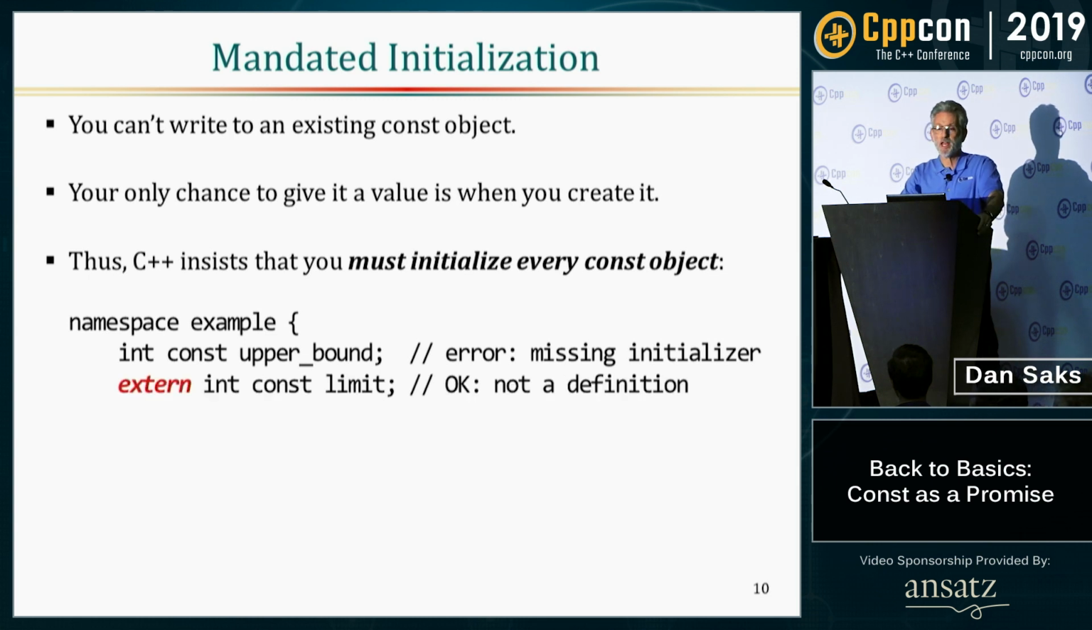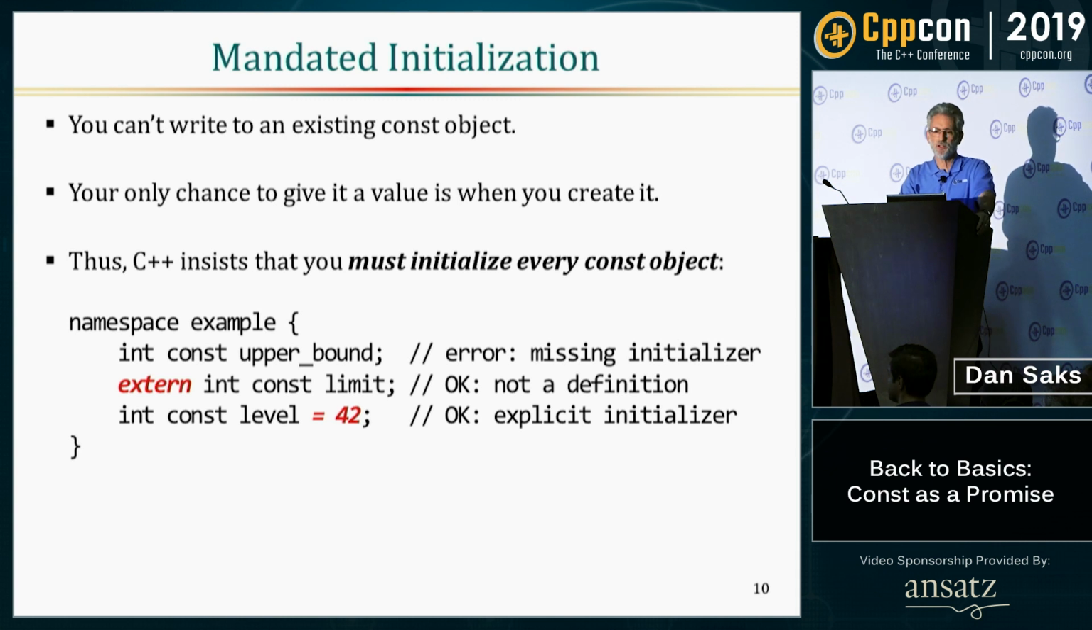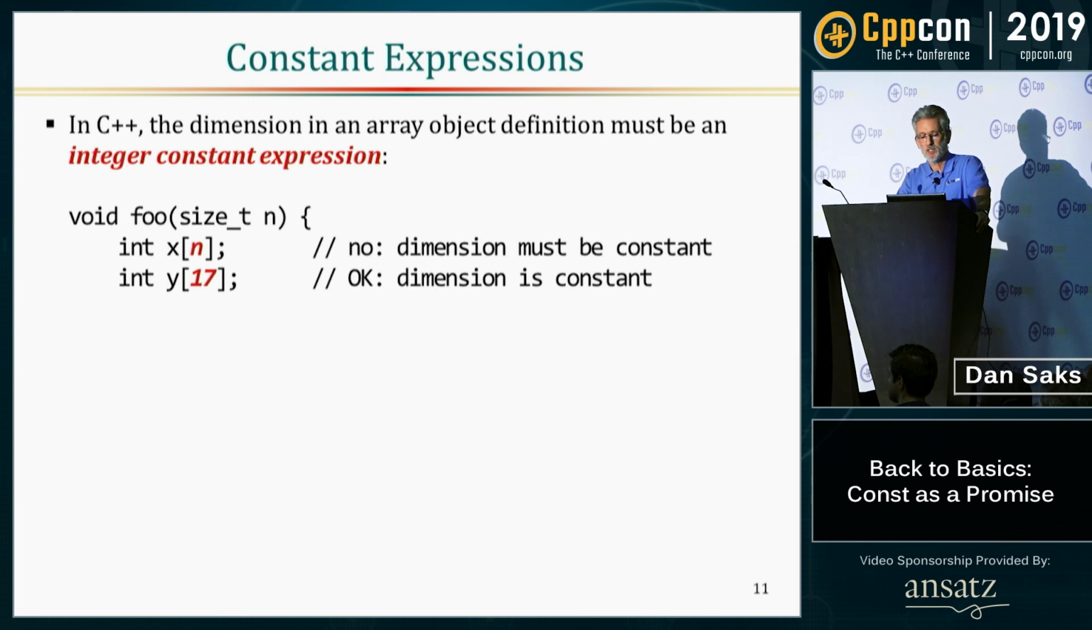Now in contrast, you can put extern on a declaration like that, and that means it's not a definition. It's just a declaration. The actual definition of limit is somewhere else, so it's okay to leave the initializer off. And then here's the way you're used to seeing it most of the time: a declaration with an initializer. Now there's this important idea that's both in C and in C++ called the constant expression.